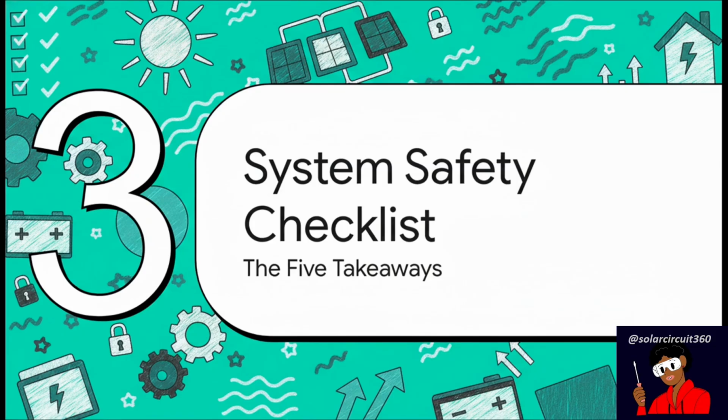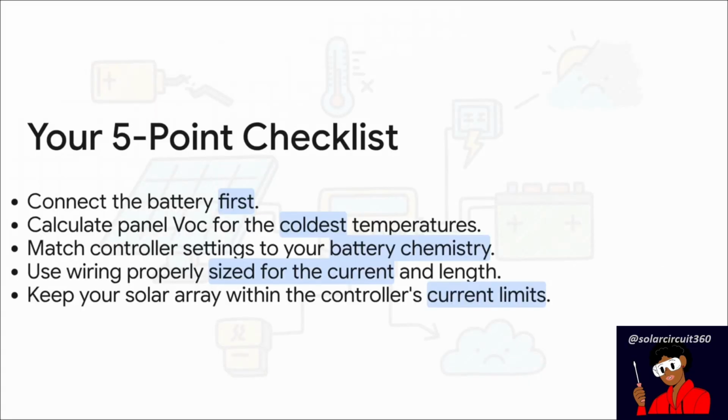Okay, we've gone through a lot of don'ts, so let's flip this around and wrap it up with a simple, actionable do list. This is your safety checklist to make sure your system is solid, safe, and built to last. Here it is, the 5 commandments. 1. Battery first, panels second. Every time. 2. Do your math for the coldest day of the year, not the sunniest. 3. Match that controller setting to your exact battery type.